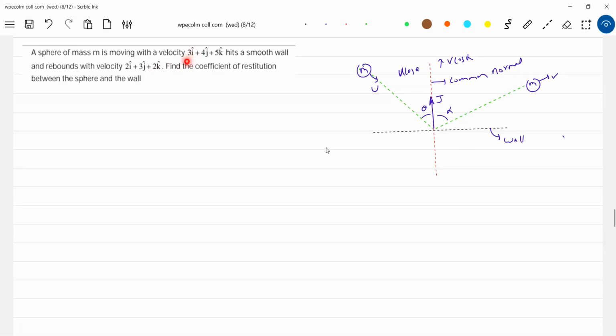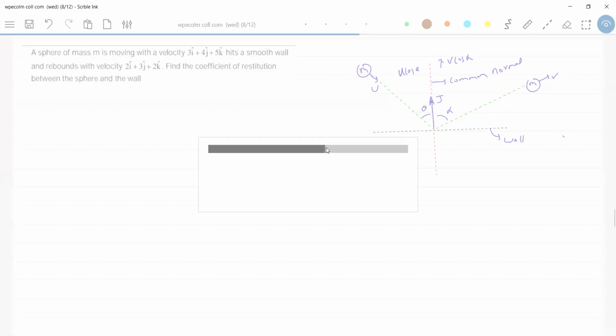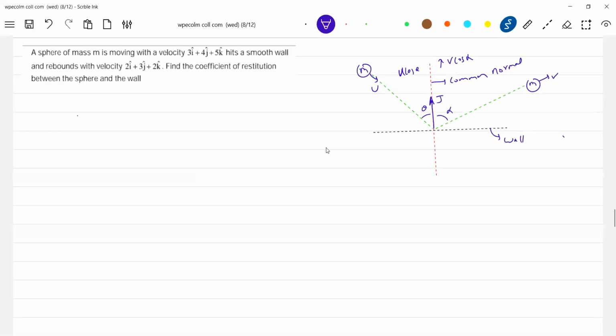It's like a 3-dimension. I'll go back to the basic definition. It's a collision in 3 dimensions. So mu bar minus j bar is equal to mv bar. So j bar is equal to mv bar minus mu bar. How the wall is oriented, we don't know. What the common normal is, we don't know.